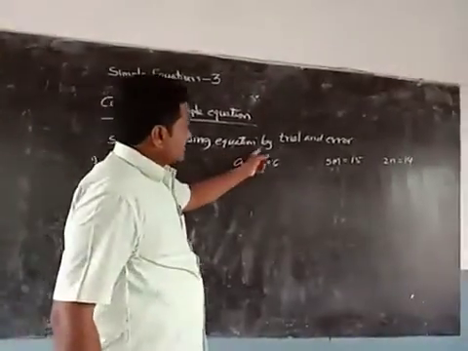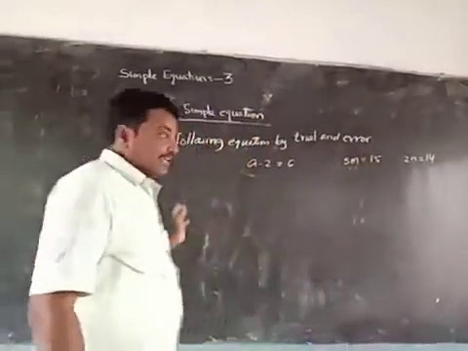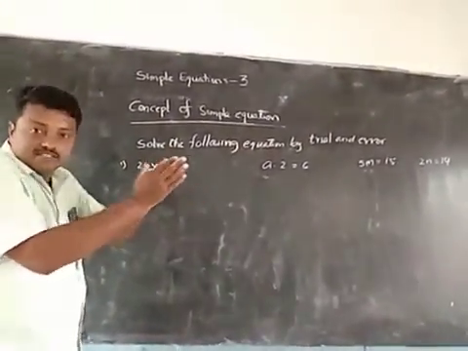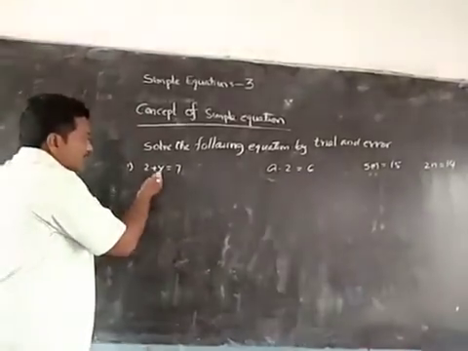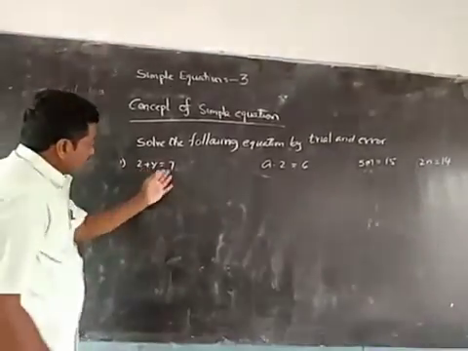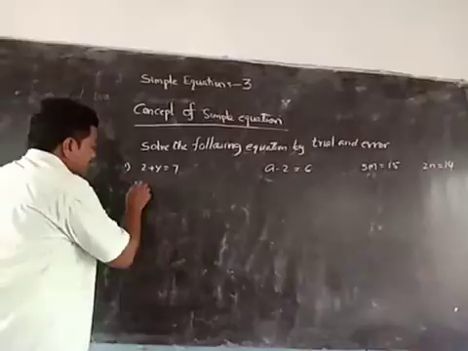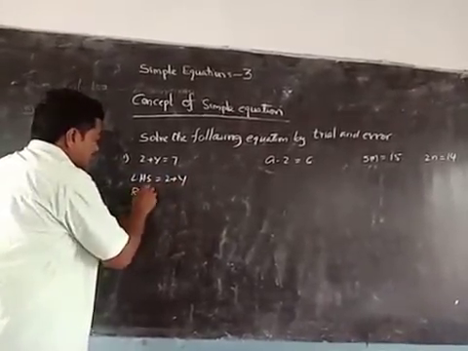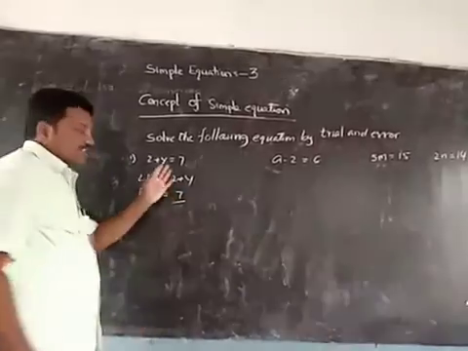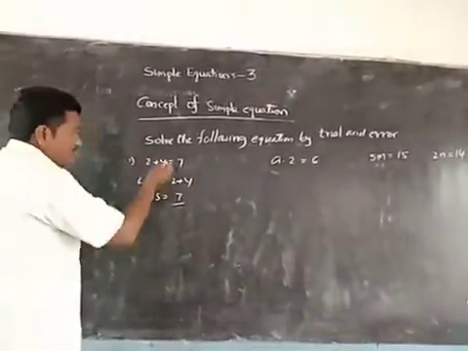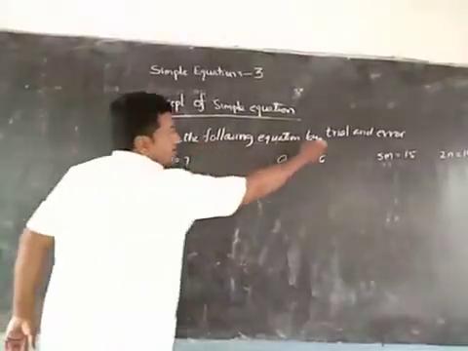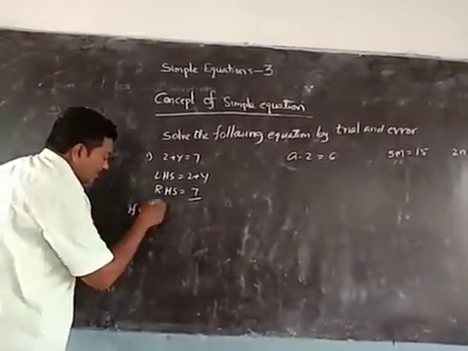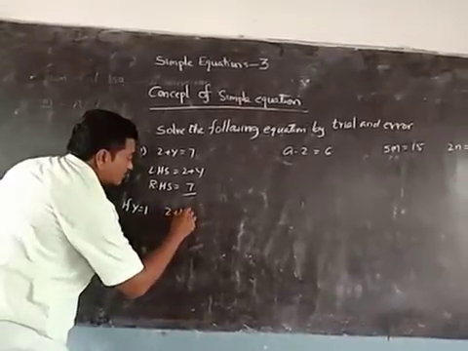Solve the following equation by trial and error method. Previously we discussed, in a linear equation, which is the LHS and which is the RHS. So first of all, 2 plus y equal to 7. In that equation, 2 plus y is LHS and RHS is 7. In equations we are balancing it. So what is the y value? They are asking the trial and error method. If y equal to 1, what is the answer? 2 plus 1 equal to 3.